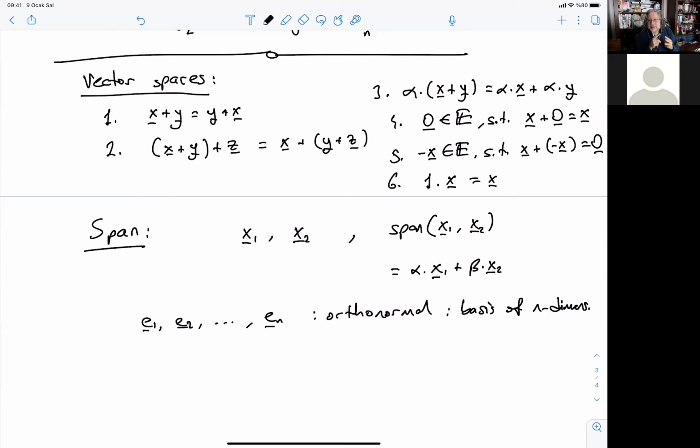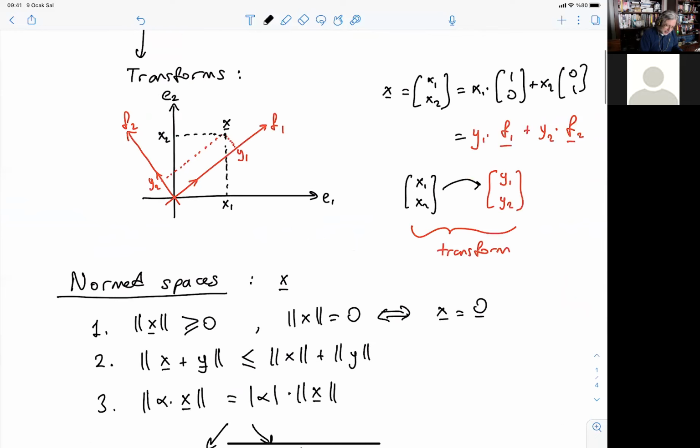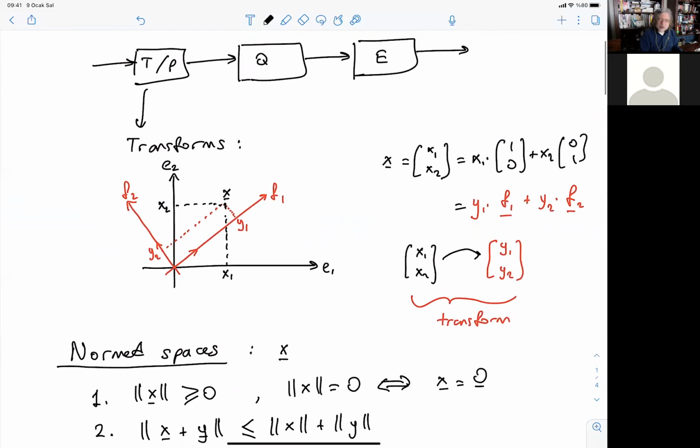And that will describe our transformation, just like the thing that we did in the beginning, if you may remember. So I will rotate the basis from E1, E2 to F1, F2, and its new representation in this new frame will be Y1 and Y2. So I will define now a transformation from X1, X2 to Y1, Y2. That will be my transformation.